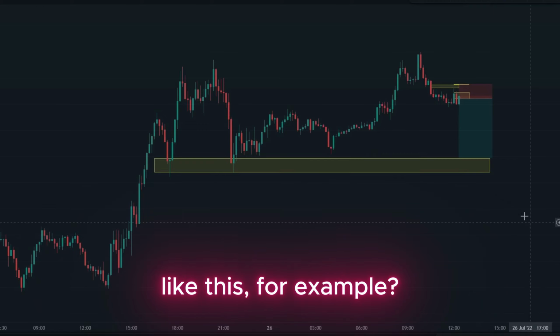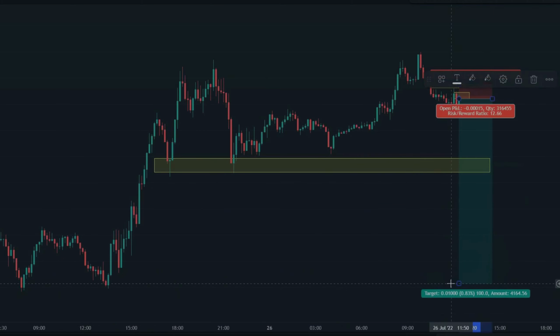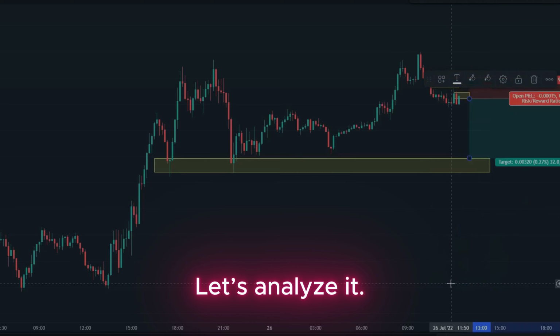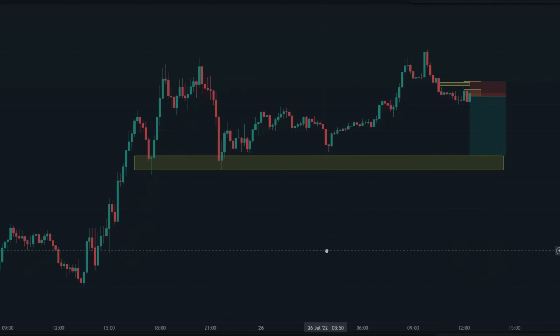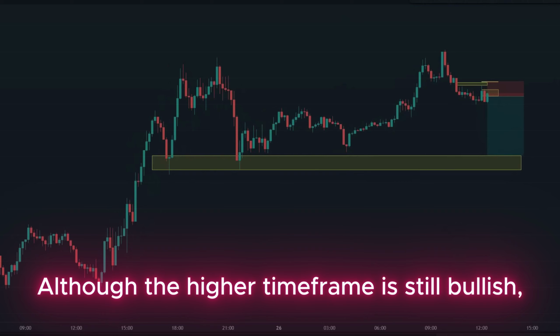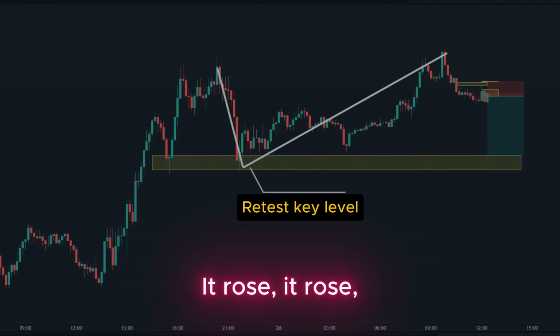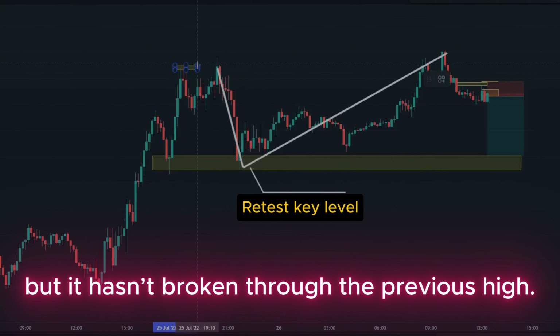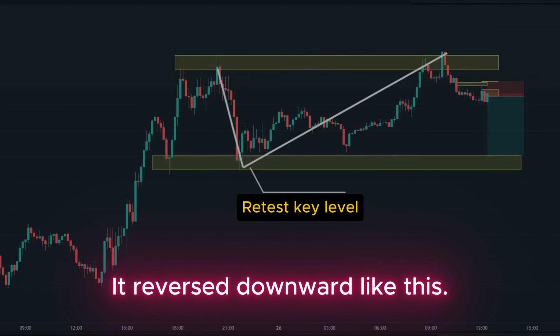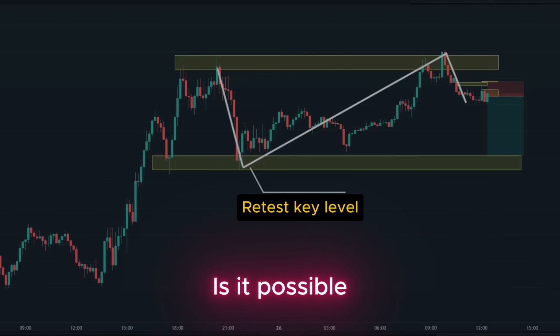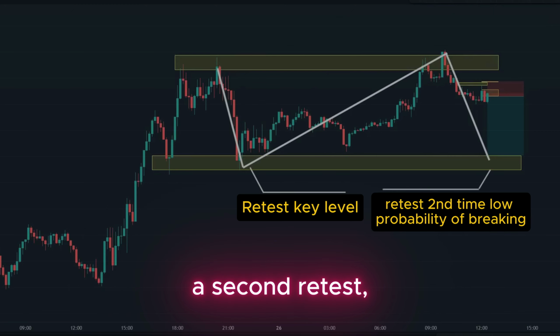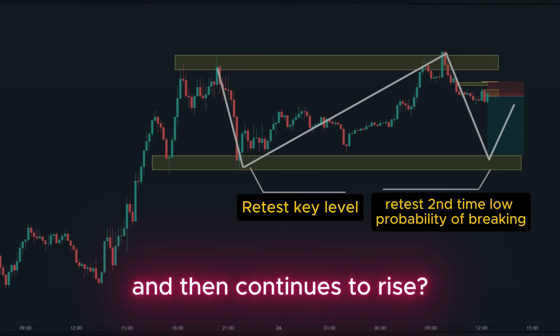So, can we take profit further out, like this, for example? Let's analyze it. Although the higher time frame is still bullish, it has returned to the key level of the higher time frame here. It rose, but it hasn't broken through the previous high. It reversed downward like this. Is it possible that it returns to this key level again, a second retest, and then continues to rise?